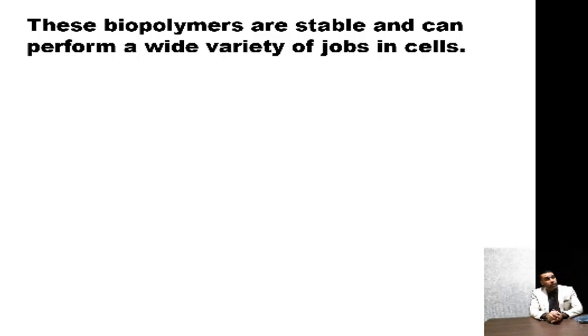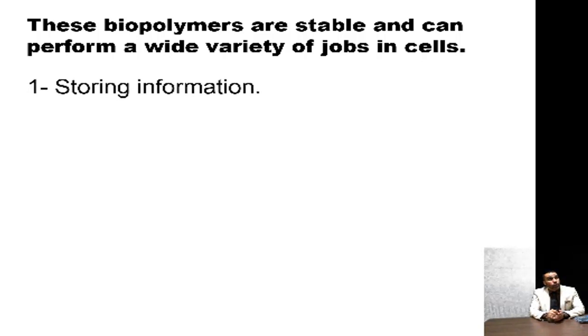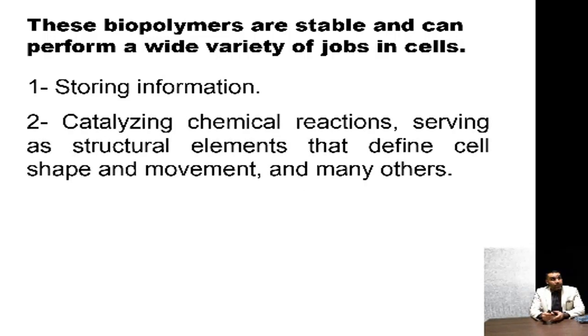This was quite important because there is an important job to be done by these molecules. For example, storing information. We can use DNA to store information, as well as catalyze chemical reactions. As I mentioned in lecture 1, we have catabolism, anabolism, and metabolism. All these reactions can be done by proteins, lipids, carbohydrates, or others, as well as structural elements that define cell shape and movement, and many others.